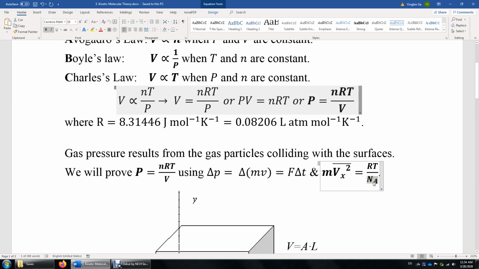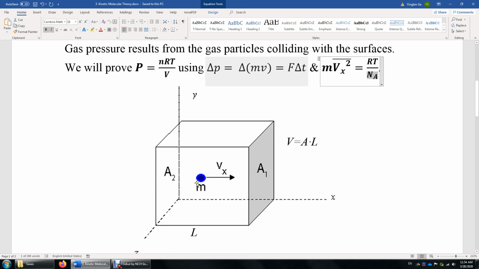That's the Avogadro constant. Now let's look at this diagram. We have a box here, and let's look at just one of the many gas particles. This particle has a mass m, and it's moving in a direction with a speed of vx. It's about to collide with this gray area A1. This A1 and this A2 have the same surface area of A. I'm going to just use A here. And L is the distance between these two surfaces. Between A1 and A2, the distance is L. So the volume of this box is A times L.